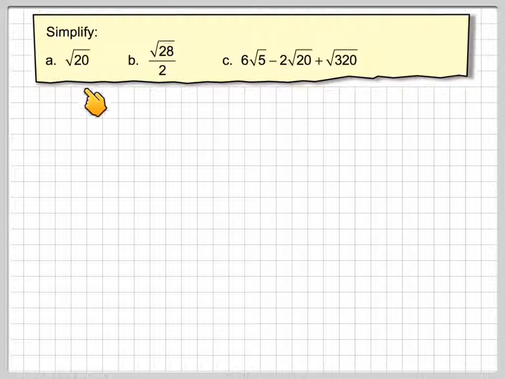Here we got some numbers in square roots. Numbers in square roots, these are called surds, and we are supposed to know how to simplify them.